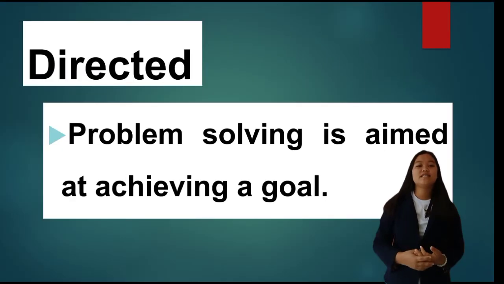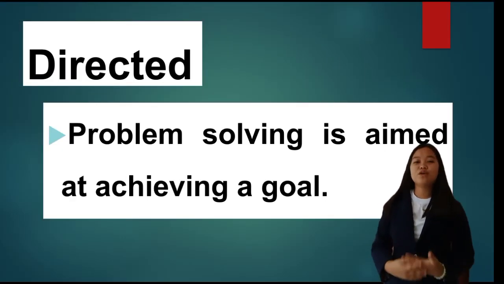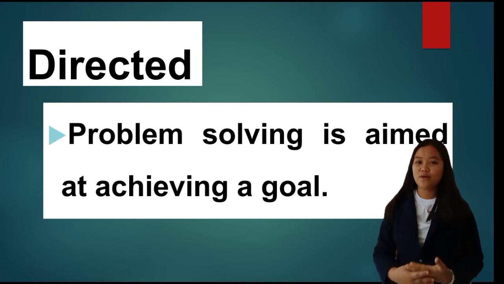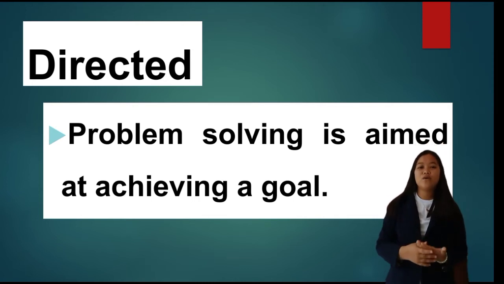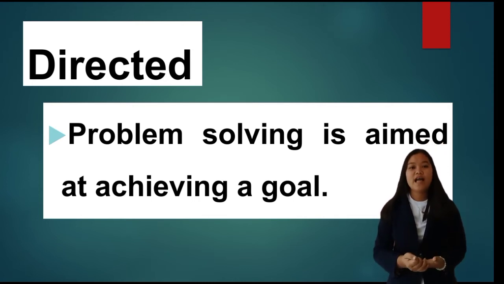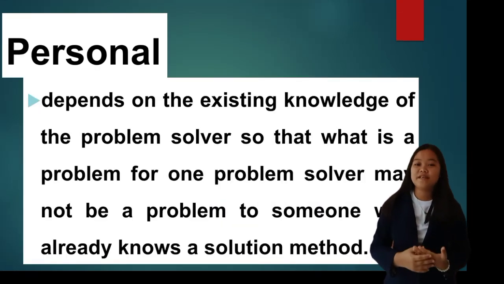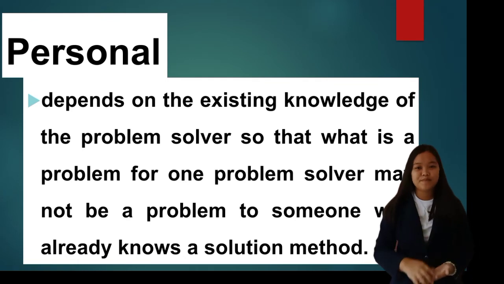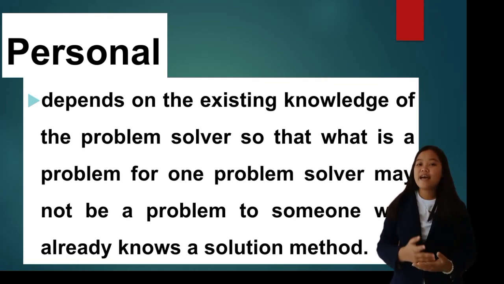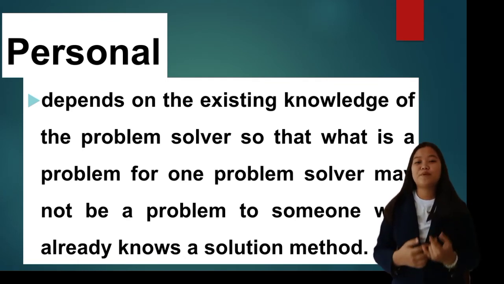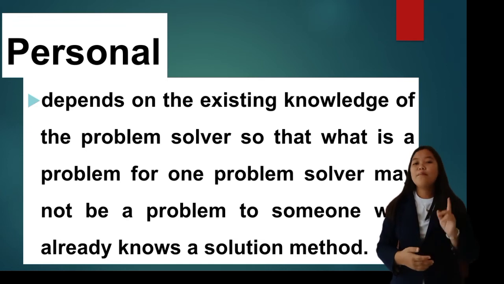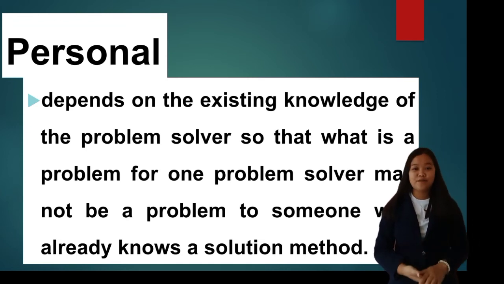The third one is the directed. Problem solving is aimed at achieving a goal. It is guided by the goals of the problem solver. And the last one is the personal. According to this definition, a problem is personal, so that a situation that is a problem for one person might not be a problem for another person.